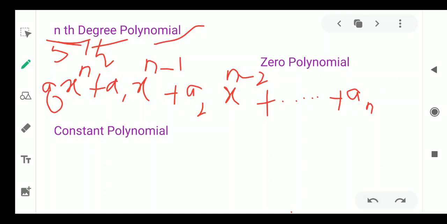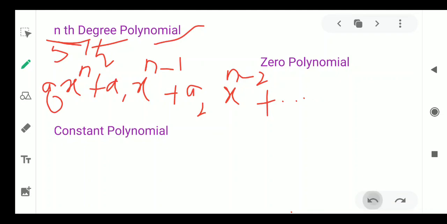If you want degree 1, you substitute 1 in place of n, and you will get the linear polynomial. If you substitute 2 instead of n, you will get the quadratic. If you substitute 3, you will get the cubic polynomial. If you substitute 4, you will get the biquadratic. If you substitute 5, you will get the fifth degree. Like this we will get. This is the general form of the nth degree polynomial.